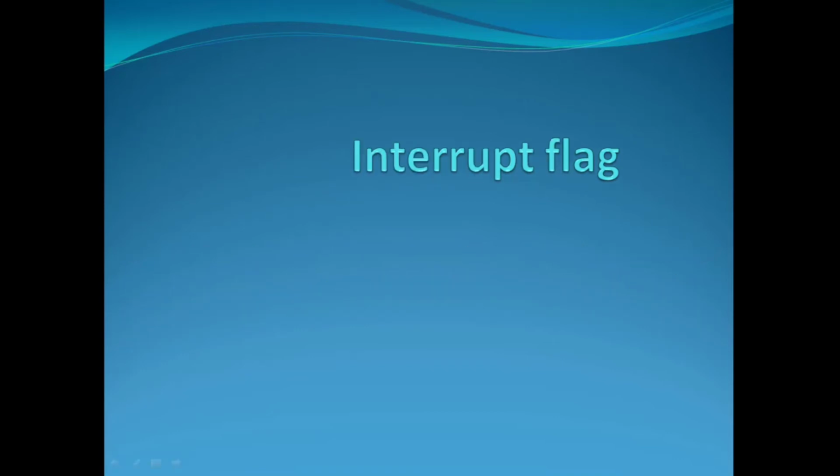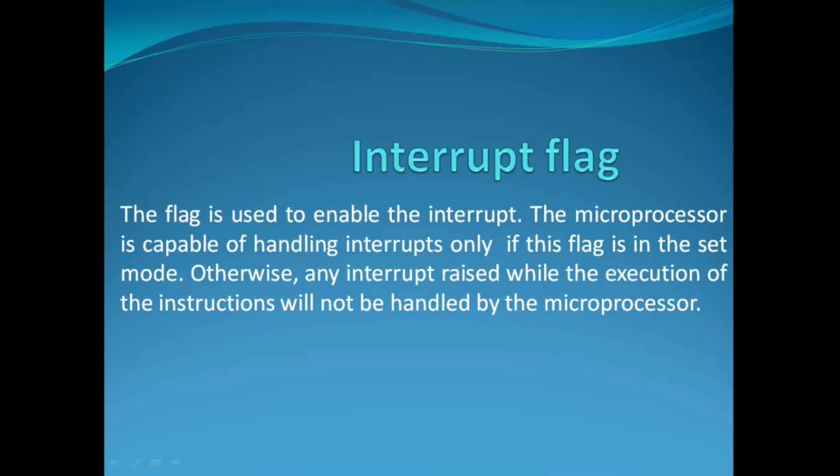Interrupt flag. The flag is used to enable the interrupt. The microprocessor is capable of handling interrupts only if this flag is in the set mode. Otherwise, any interrupt raised during the execution of the instructions will not be handled by the microprocessor. That means if I equals 1, then the MPU will recognize the interrupt from peripherals. For I equals 0, the interrupts will be ignored.